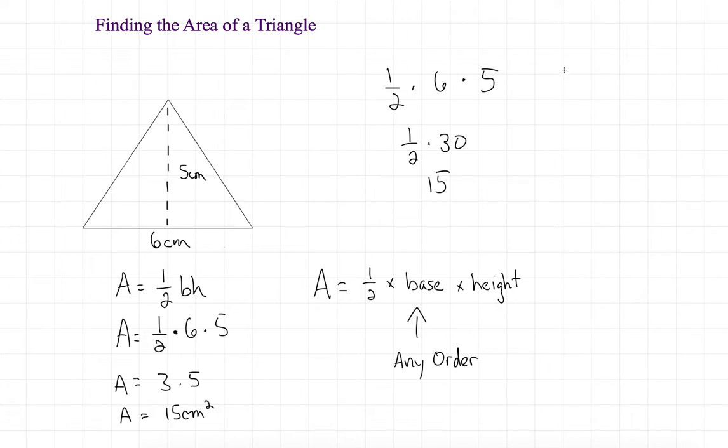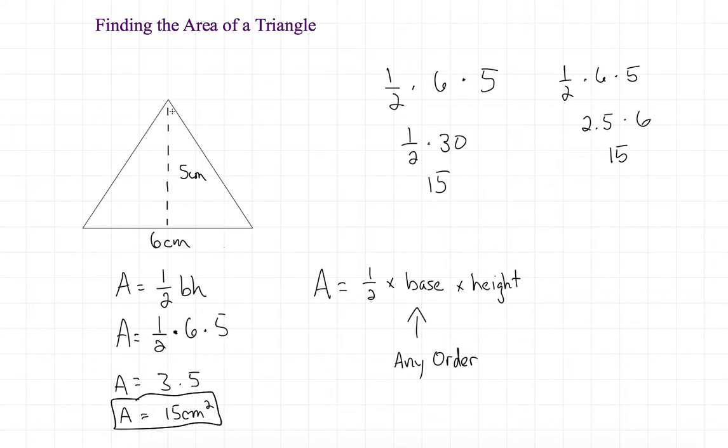And then finally I could do 1/2 times 5 first. In other words, what's 1/2 of 5? It's 2.5. So I'm left with 2.5 times 6, and 2.5 times 6 is 15. So either way, your answer is 15 centimeters squared.